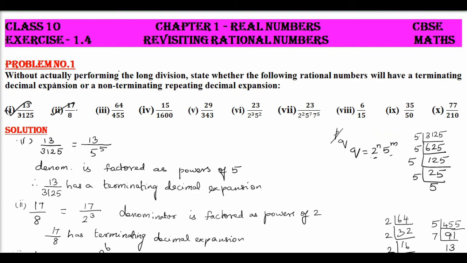Finally, we have found that 13 by 3125, 17 by 8, 15 by 1600, 23 by 2 cube 5 square, 6 by 15, 35 by 50 are all rational numbers with terminating decimal expansion and the remaining are rational numbers with non-terminating repeating decimal expansions.